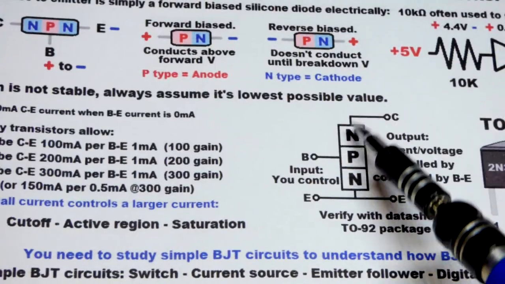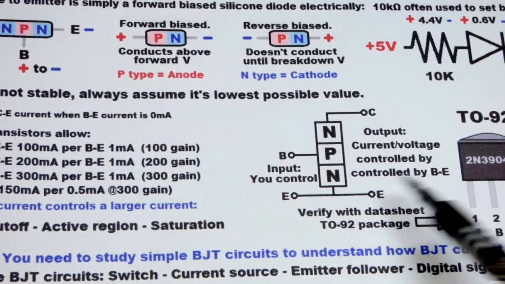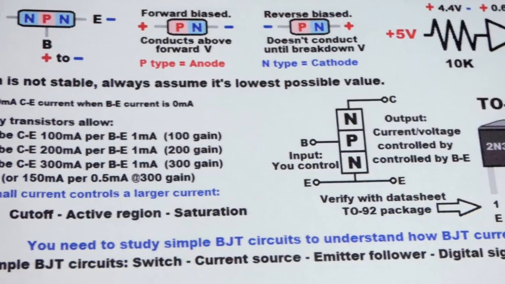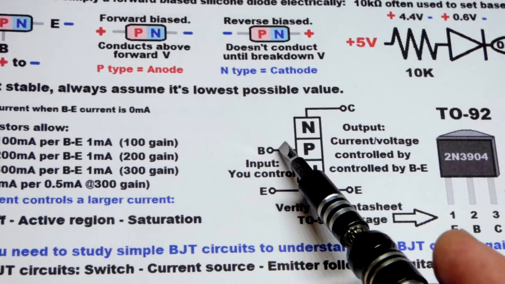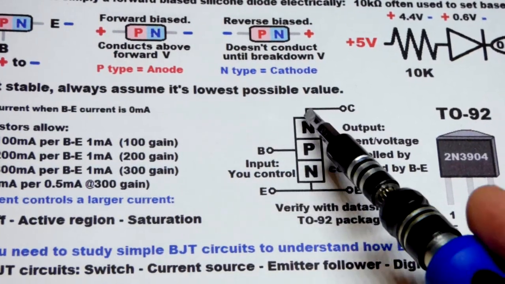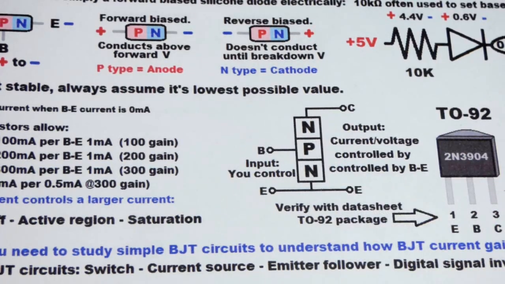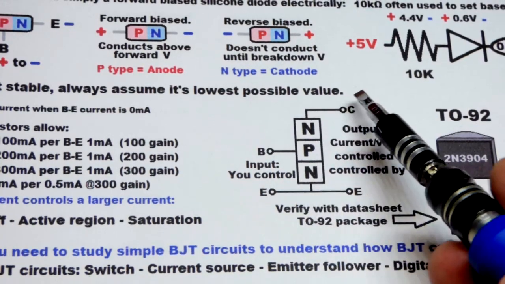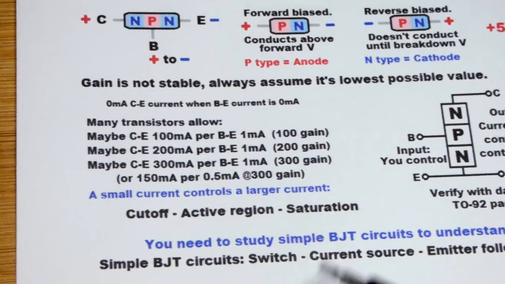And if it's not conducting completely, it's still limiting current. That's called the active region. And when it's conducting as well as the transistor can for any given circuit, that is called saturation. So the main rule though is for each charge going through base to emitter, the transistor is going to want to let through a large multiple amount of current. That's why it's called an amplifier. A small current is controlling a larger current in the vast majority of transistor circuits.